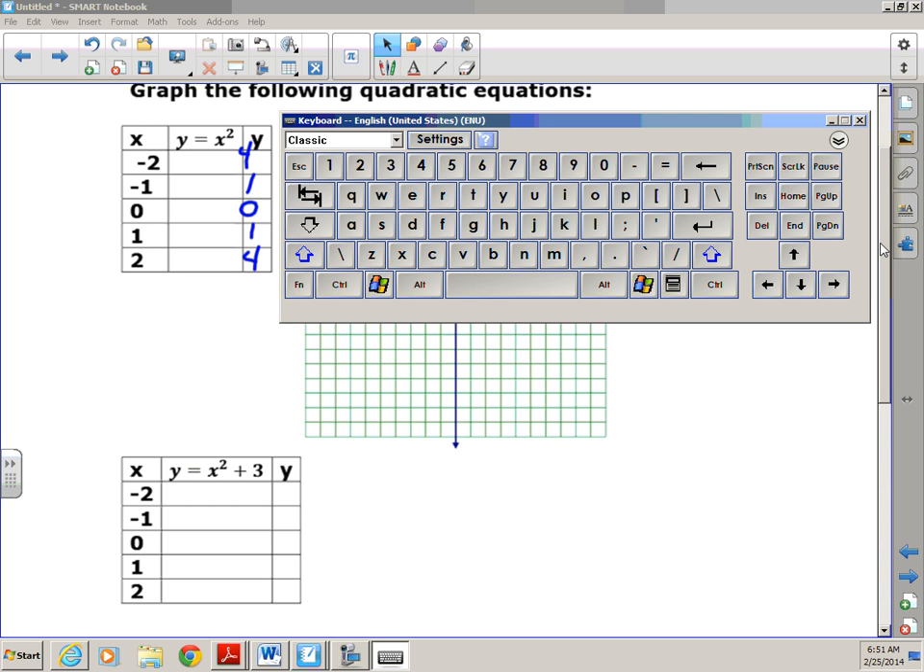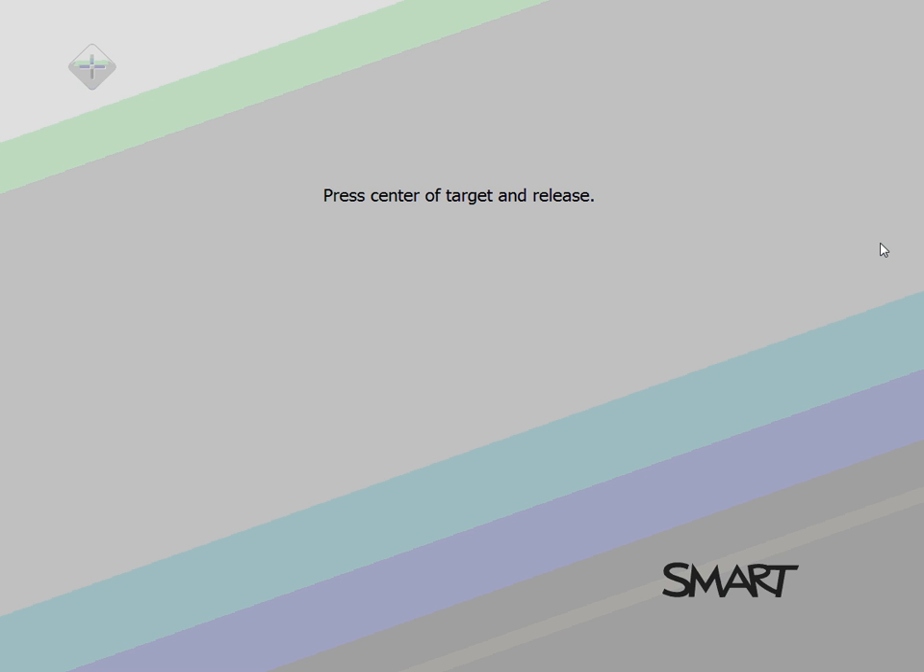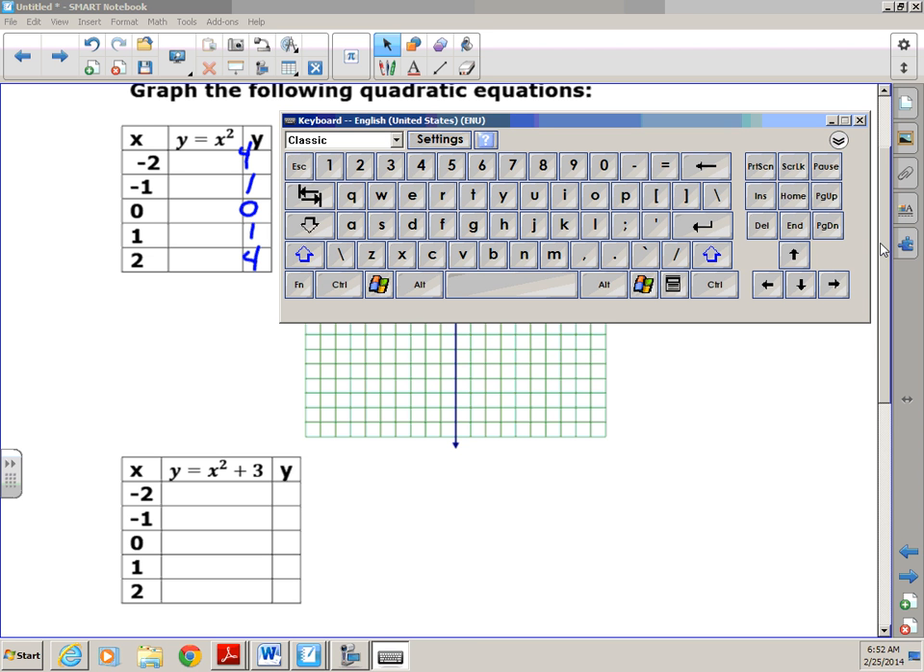And my board is not cooperating. Let's see. And you'll see how that works when we do our graphing. All right, there we go. Sorry about that. Okay, well, let me just get rid of the keyboard.